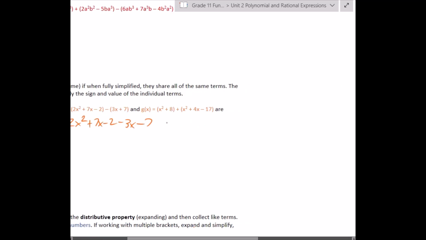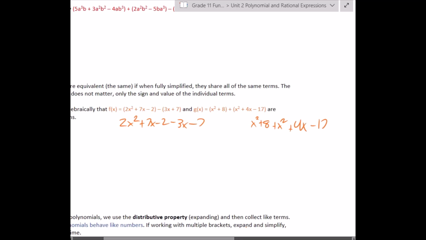g of x is going to be x squared plus 8 plus x squared plus 4x minus 17. There's no changes here, it's just addition, and both brackets do not have coefficients. For f of x, we do have some common terms. 2x squared is alone, but we have plus 7x minus 3x, that is plus 4x. And then we have minus 2 minus 7, that is minus 9.